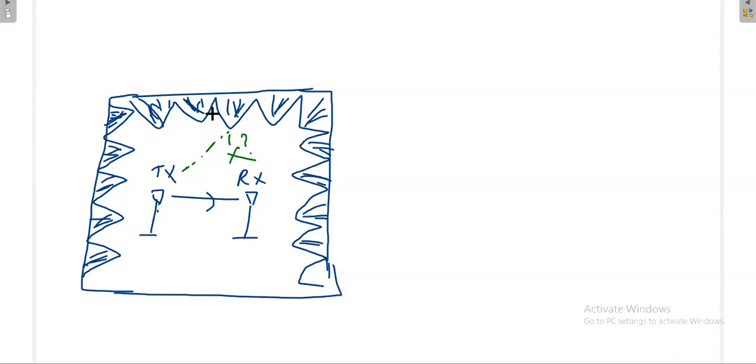I don't know what material it is made of, but it is very, very sharp. Because it is very, very sharp, it will absorb the electromagnetic signal and will not reflect it. Completely the signal will be absorbed. Then again you may have another doubt: what about this one?